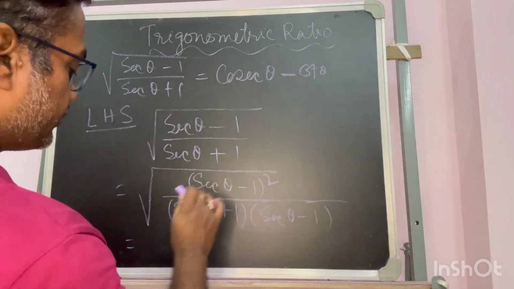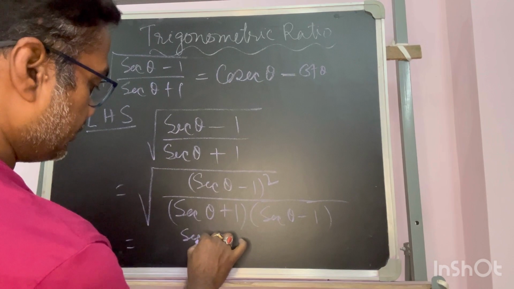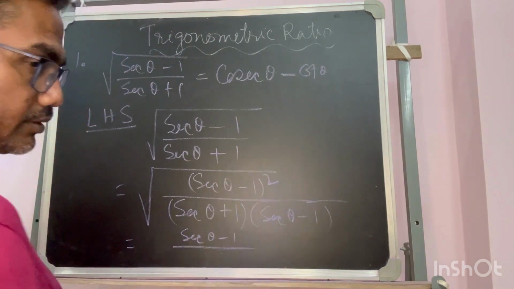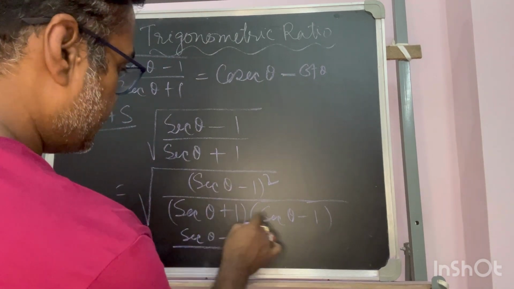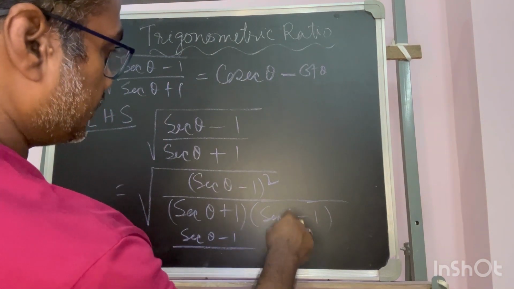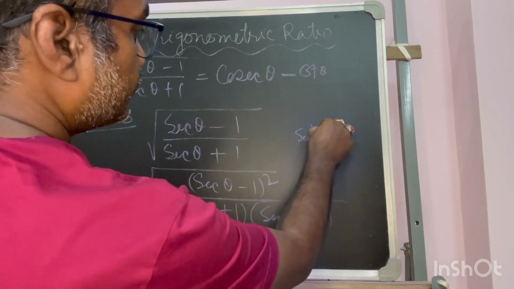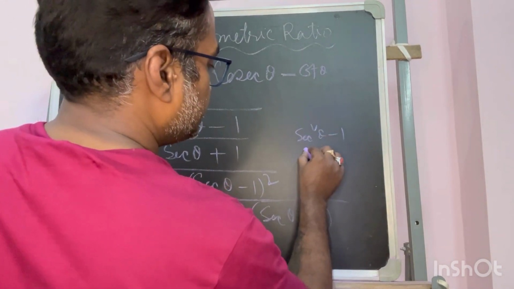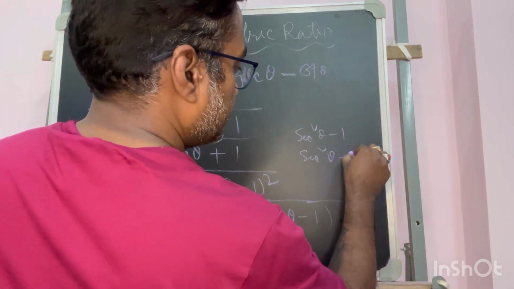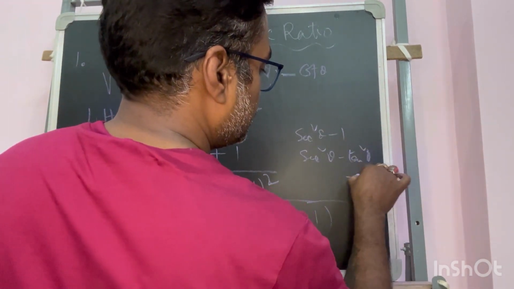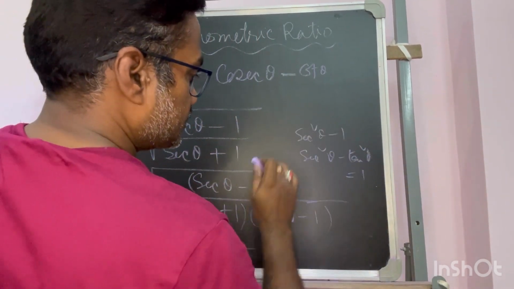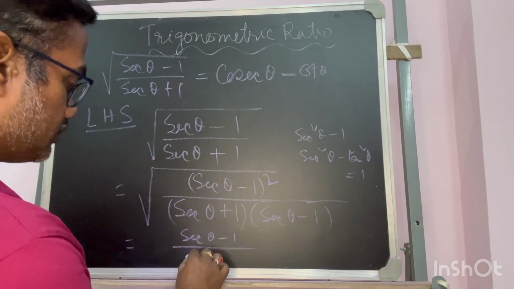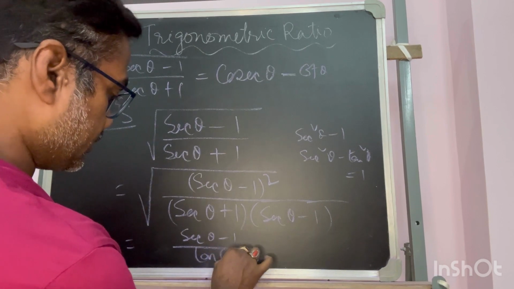So you know the result of this, it will remove the square root sign by removing the order, and this will turn into sec square theta minus 1. So what is that? You know sec square theta minus tan square theta is equal to 1. So sec square theta minus 1 is equal to what? Tan square theta. So if I take the under root, it will come as only tan theta.